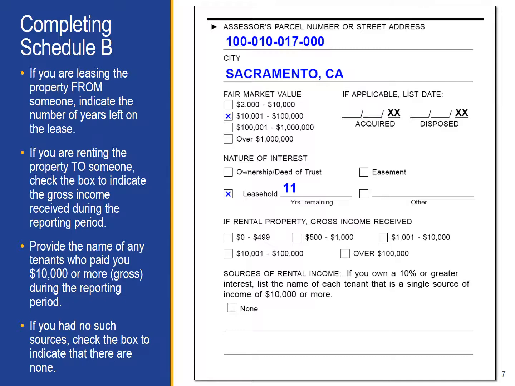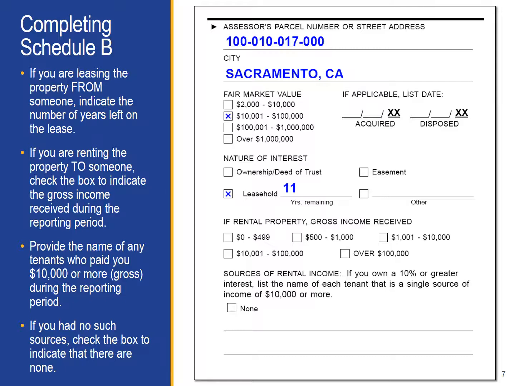reporting period. If you signed a lease or finished one during the reporting period, indicate the appropriate date. If you did not sign or finish a lease during the reporting period, leave the dates blank. This slide shows that the filer did not sign the lease during the reporting period. Next, you must check the box to show what type of interest you have in the property. As noted, this example shows that the filer is leasing a property from someone.